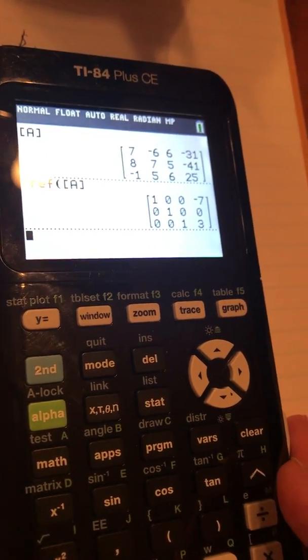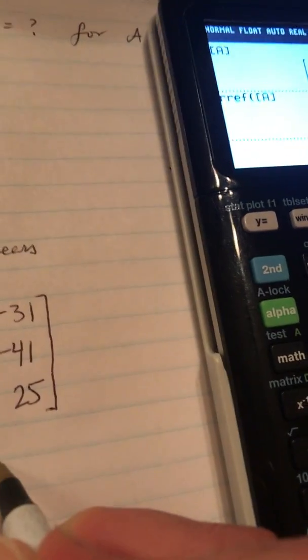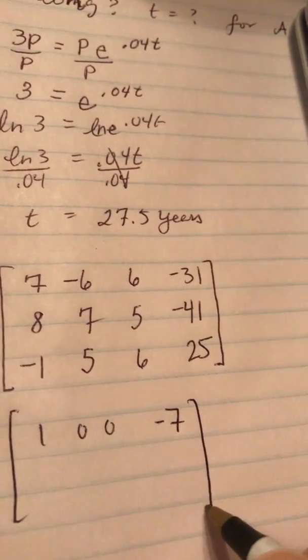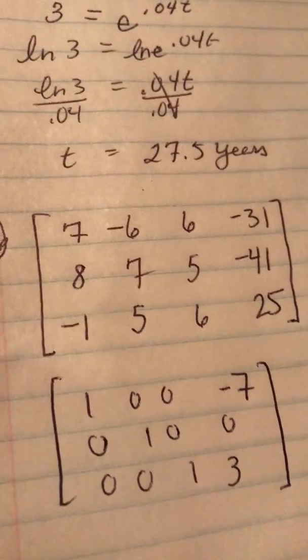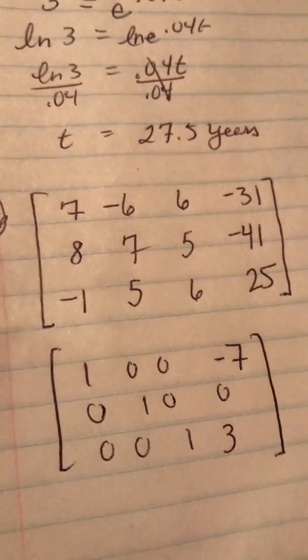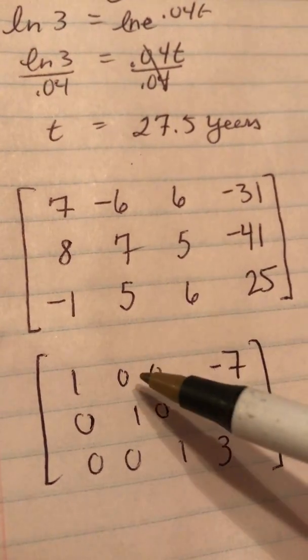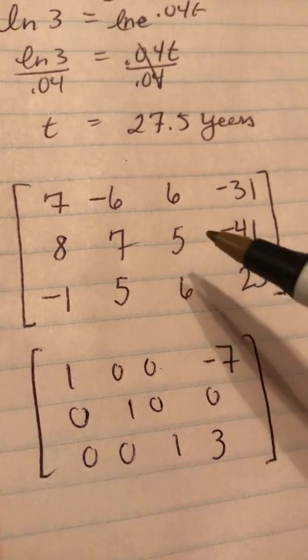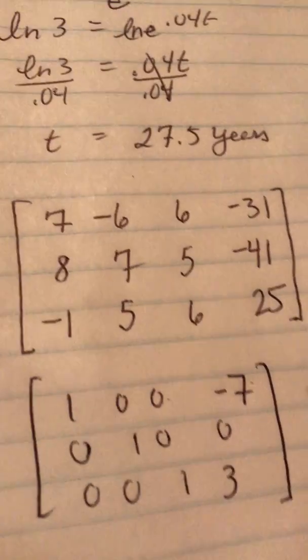So let's write that matrix down. We've got 1, 0, 0, negative 7, and 0, 1, 0, 0, and 0, 0, 1, 3. All right, so this matrix, just like the initial one, corresponds to equations, where the first position is the coefficient of x, the second position is the coefficient of y, the third position is the coefficient of z, and the fourth position is the constant on the other side of the equation.